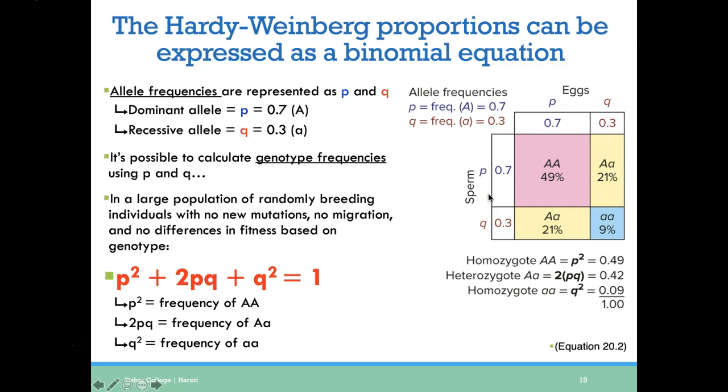Same thing would apply in the sperm, right? 70% of all the sperm would have a big A, right? That's 0.7. And 30% of all the sperm would have a little a. So let's think about it.